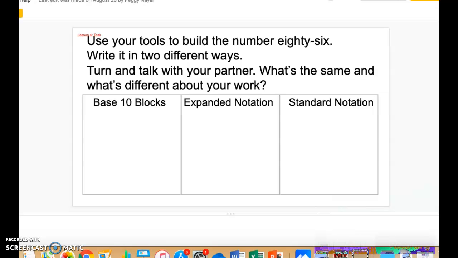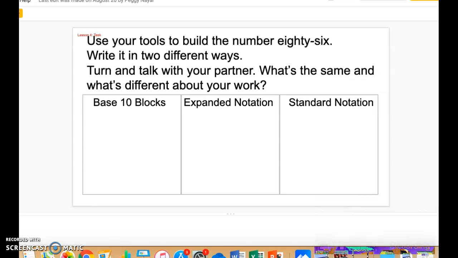That would be 86. Now in expanded notation, we would write 6 plus, how many? It would be 6 plus 80. Or you could do 80 plus 6. That would be okay too. 80 plus 6 would work too.